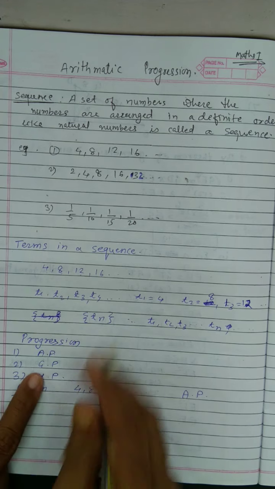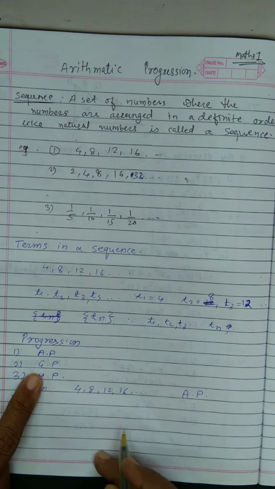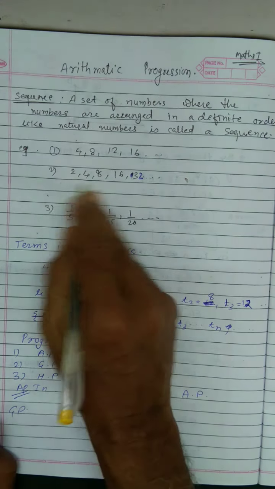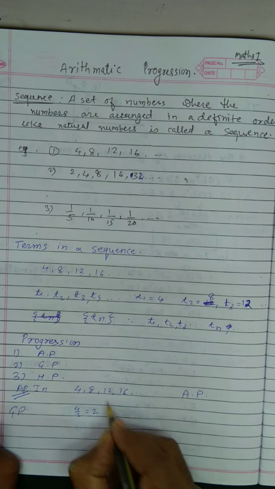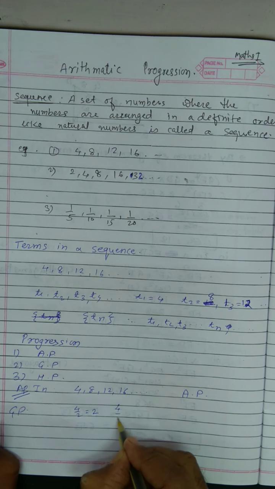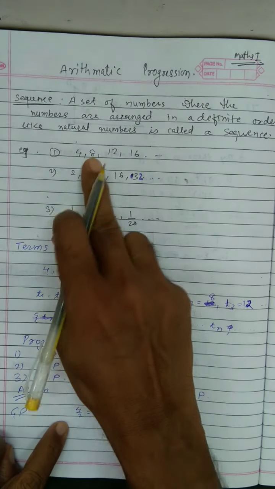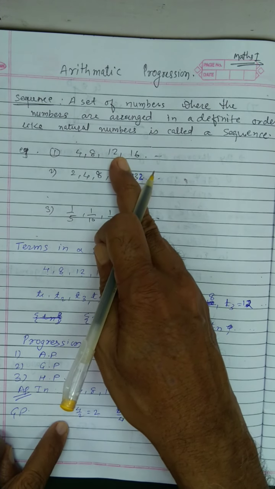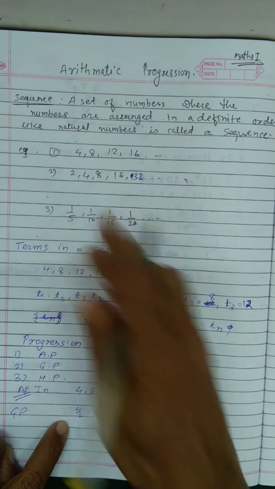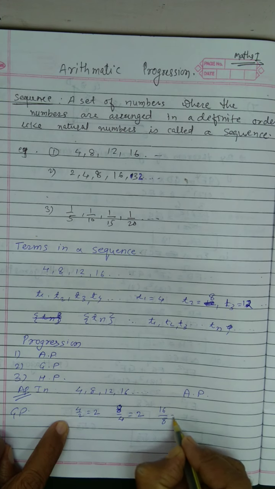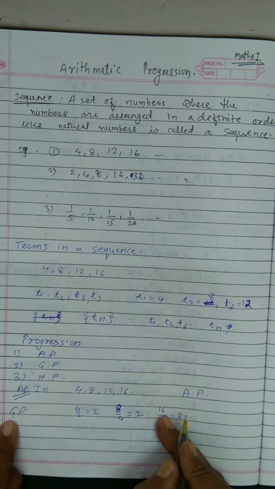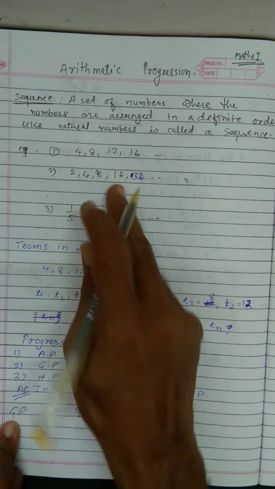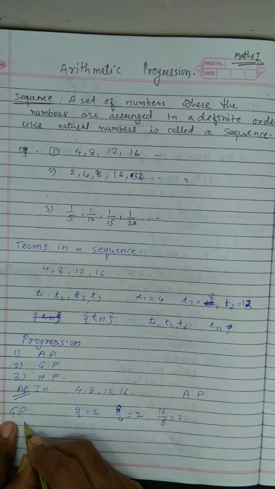In GP the ratio between two consecutive terms is the same. Here in the second example we get 4 upon 2 is equal to 2, 8 upon 4 is also 2, 16 upon 8 is also 2, hence the ratio between two consecutive terms is the same, then it is called a GP. And the second example is a GP example.